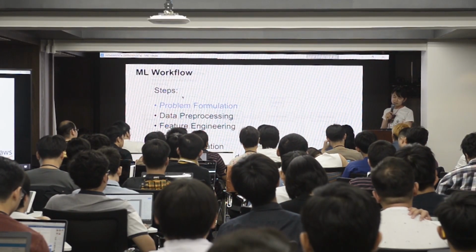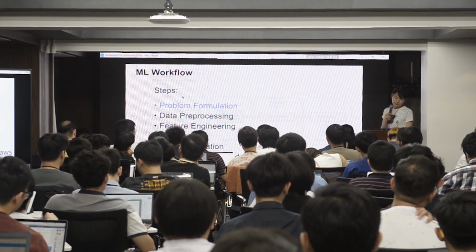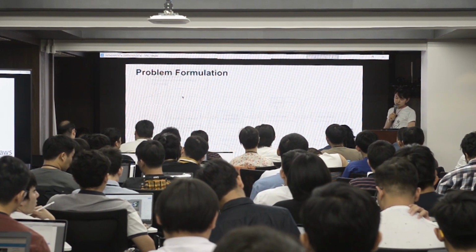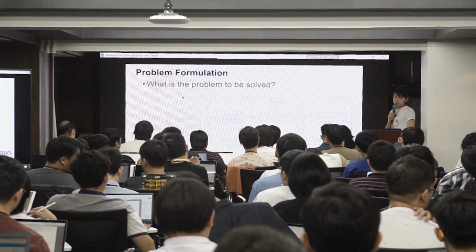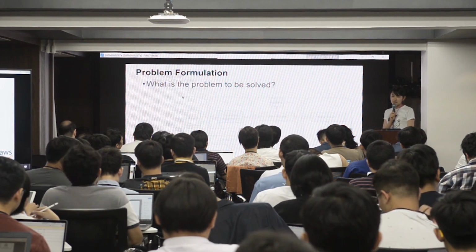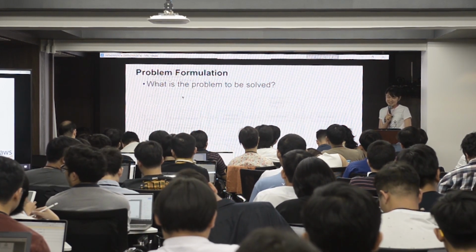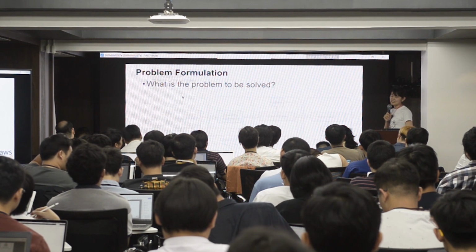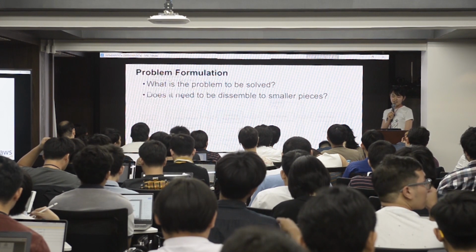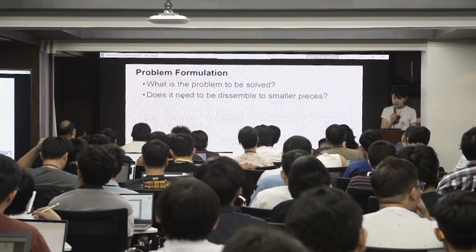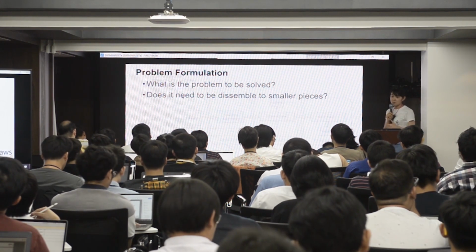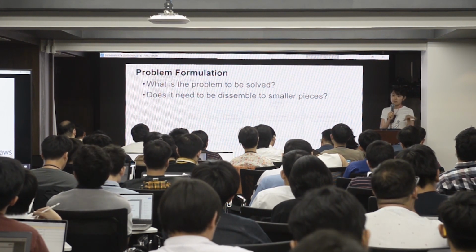Okay, so I will go through the following steps one by one. The first part is problem formulation. Before you start doing machine learning, the first thing you need to check is whether it's a machine learning problem. So you need to understand what the problem to be solved is. If it's too big a machine learning problem, do you need to disassemble it into smaller pieces and solve them one by one, maybe by different teams?